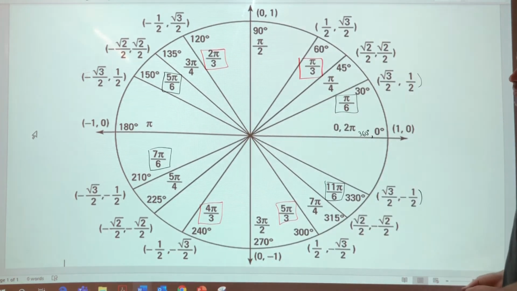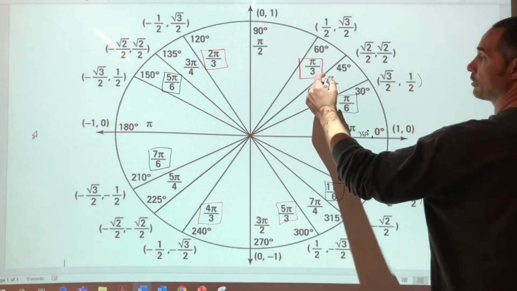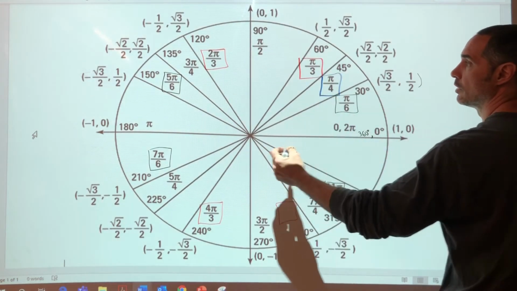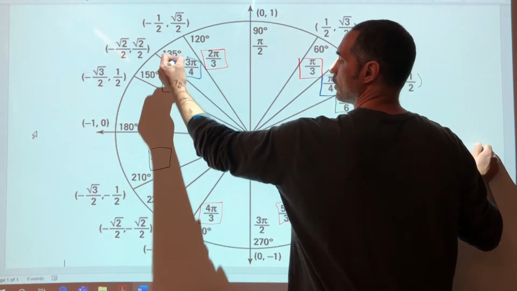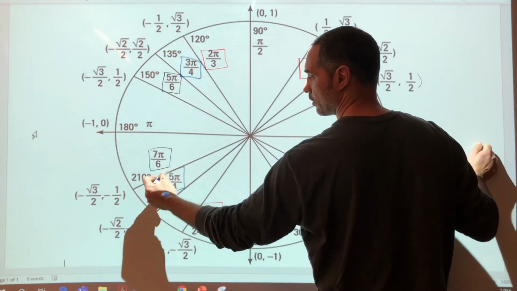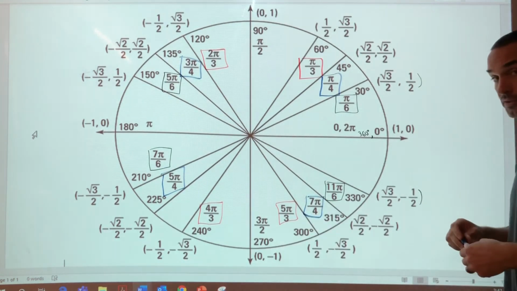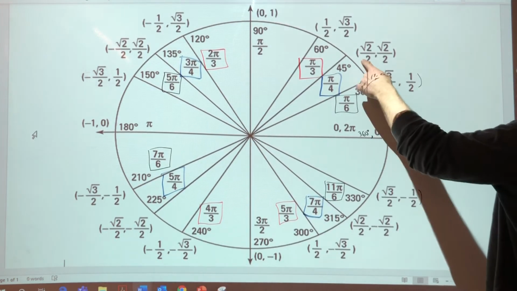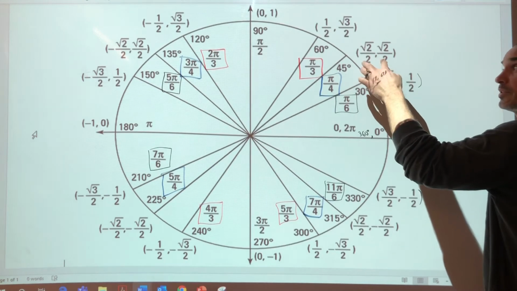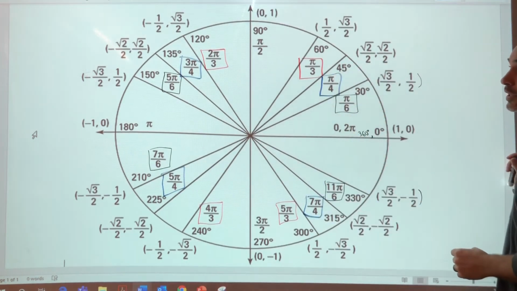And since we have all those families of values, we have another family of values, and that is the pi over 4 family. The pi over 4 family have all the same values. This is square root of 2 over 2, and this is square root of 2 over 2. They're the same. That's at the 45-degree angle.